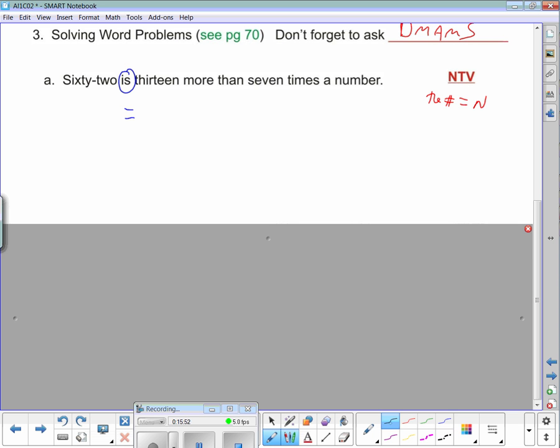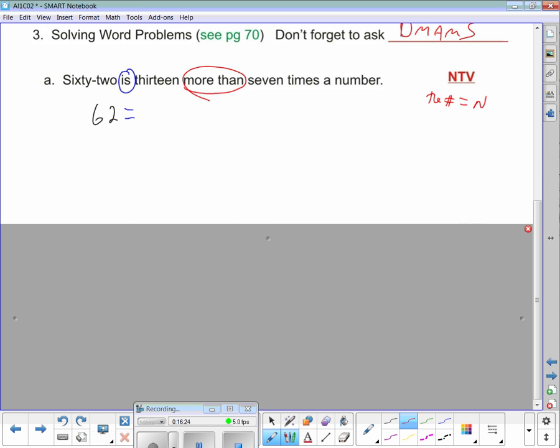Okay, most people, and I'm going to do it right here because that's what most people would do, would put 62 on that side of the equal sign. All right, what's the next keyword or words we come to? Abby? More than. And we all know with more than that we're going to add. So 62 is more than 7 times the number. I'm going to hold off a second, and we'll deal with that in a minute.